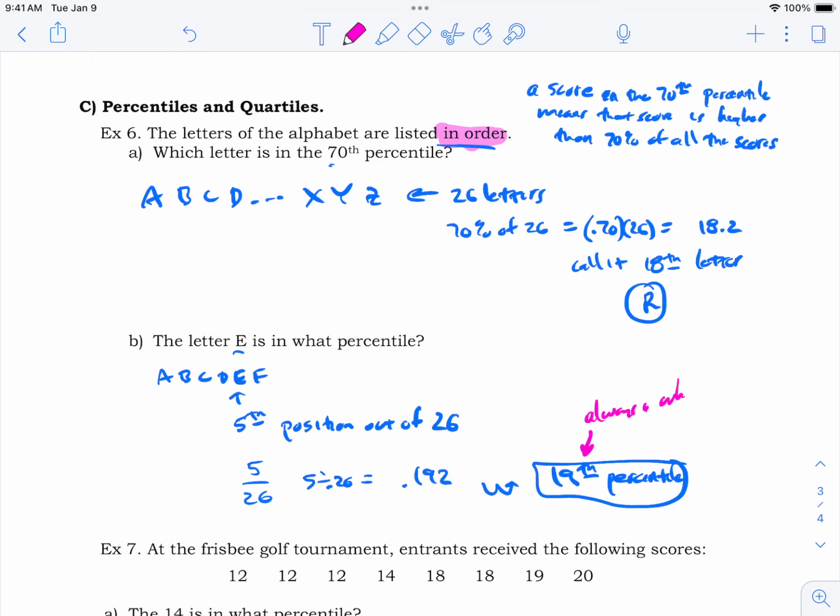Always a whole number. I've never seen anybody ever say, you're in the 19.2th percentile. I've never seen that. Always a whole number for their percentile number. Okay, 19th percentile. That's where you are. Okay, cool.